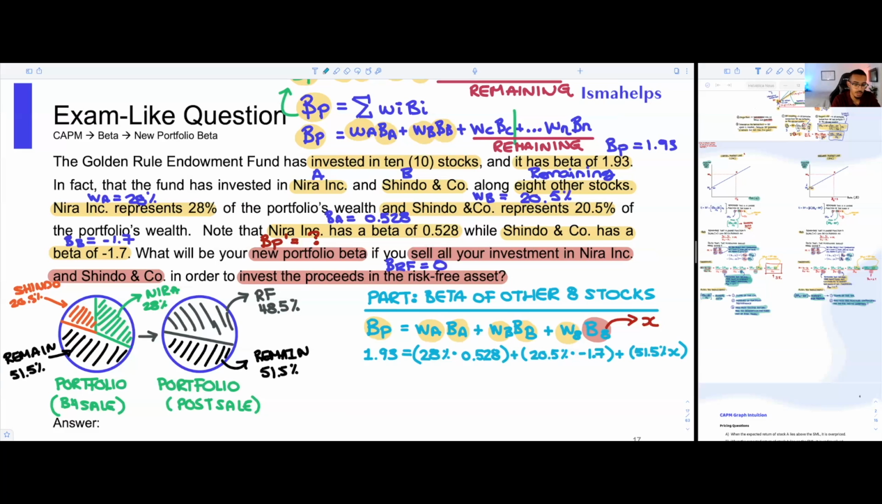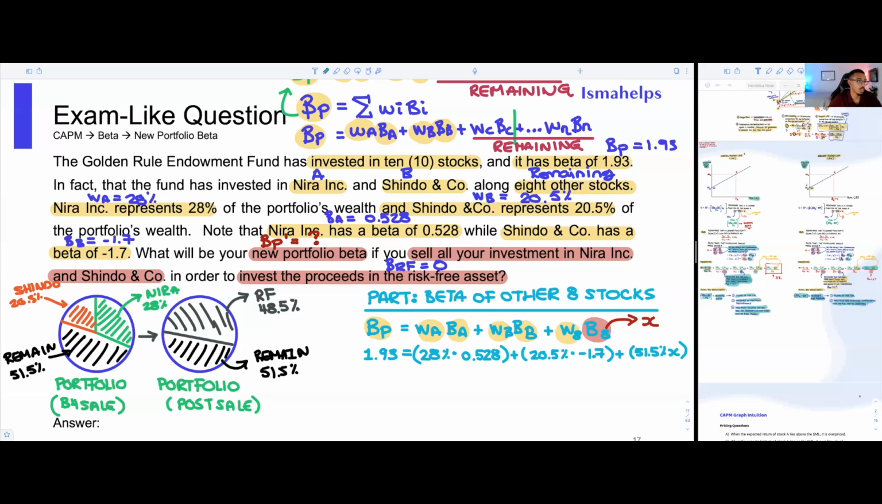Might have little signs of dyslexia sometimes. So let's do it one more time. I apologize if I'm being annoying. We're going to have 1.93 is equal to 0.28 times 0.528 plus 0.205 times minus 1.7 plus 0.515 times X. And that's going to give us the beta of the remainder of our portfolio.